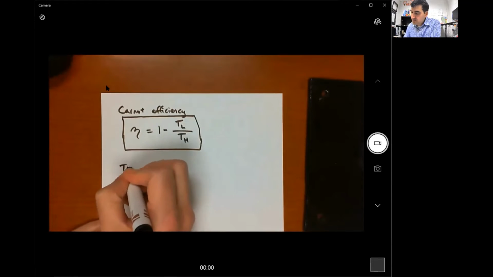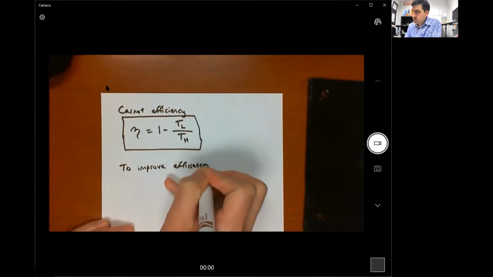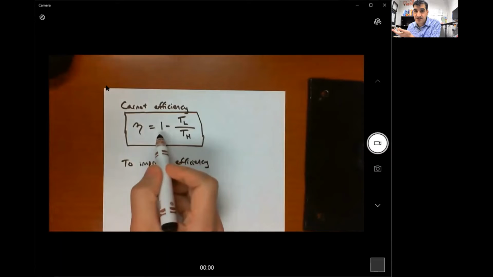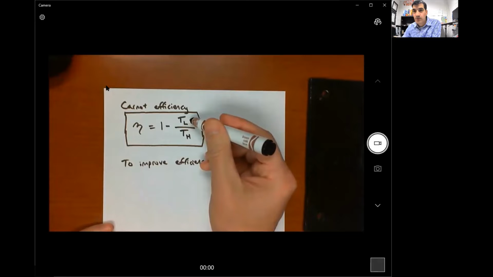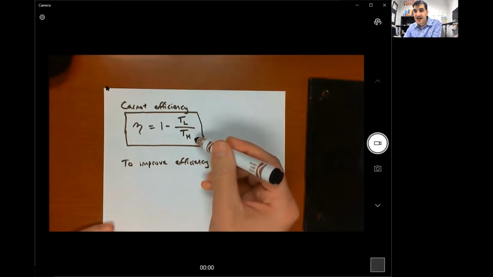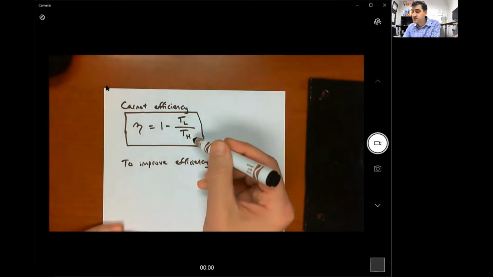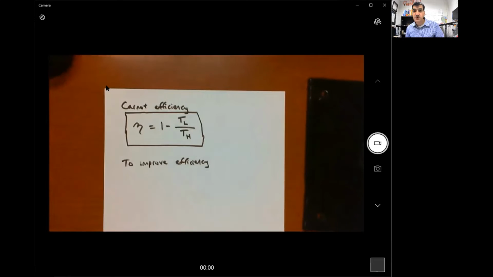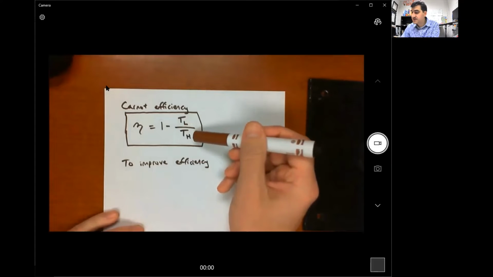All right, so to improve the efficiency, what can we do? What do we want to do? Well, the number one is a constant. Nothing you can do with that. But we have some control over T low or T cold, and we have some control over T hot, because maybe we could control the temperature of the cooling water in the condenser, or maybe we could control the temperature of steam. That's something that maybe we could design a steam system to adjust these parameters, to have a different T low or a different T hot.